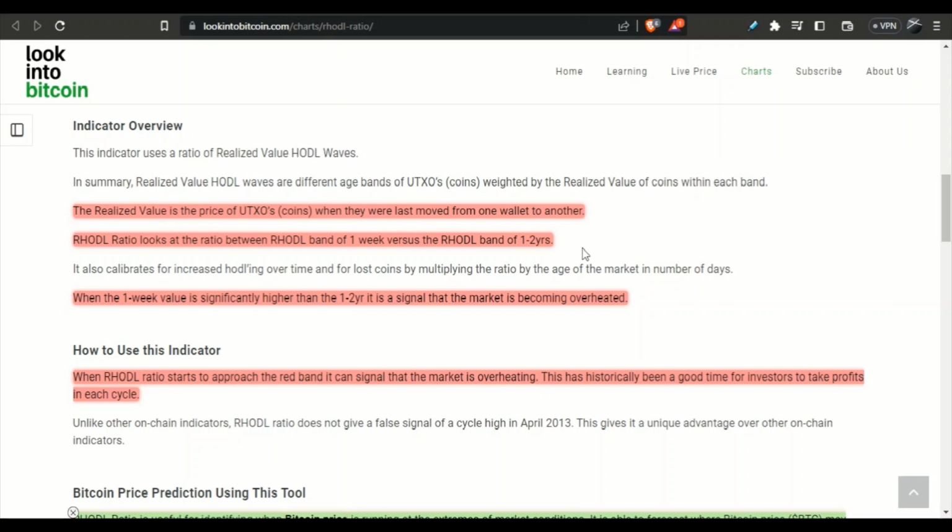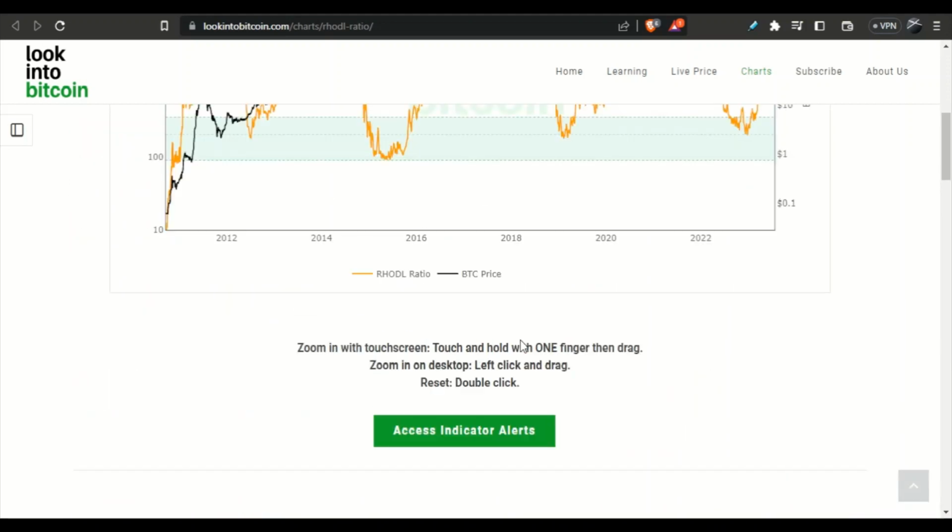So it measures the ratio between the newborn, or newly moved coins, last moved realized price, over the band of people between 1 to 2 years who haven't touched their coins and have been sitting in their wallet. So when the 1 week value is significantly higher than the 1 to 2 years, this is a signal that the market is becoming overheated. So let's go back to this.